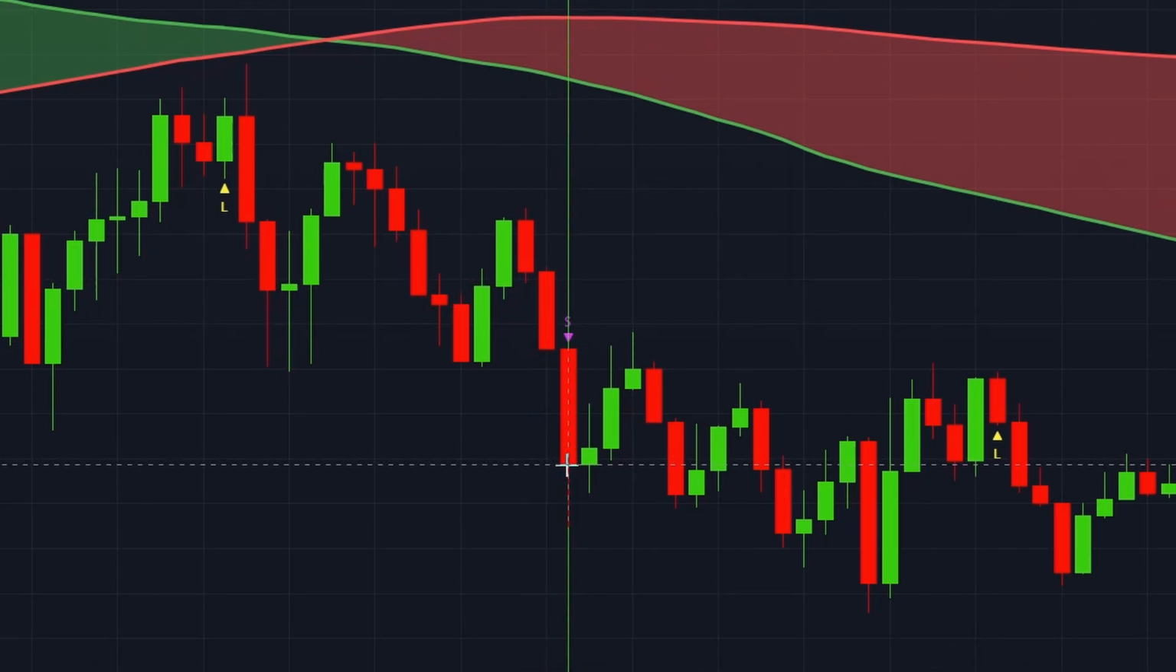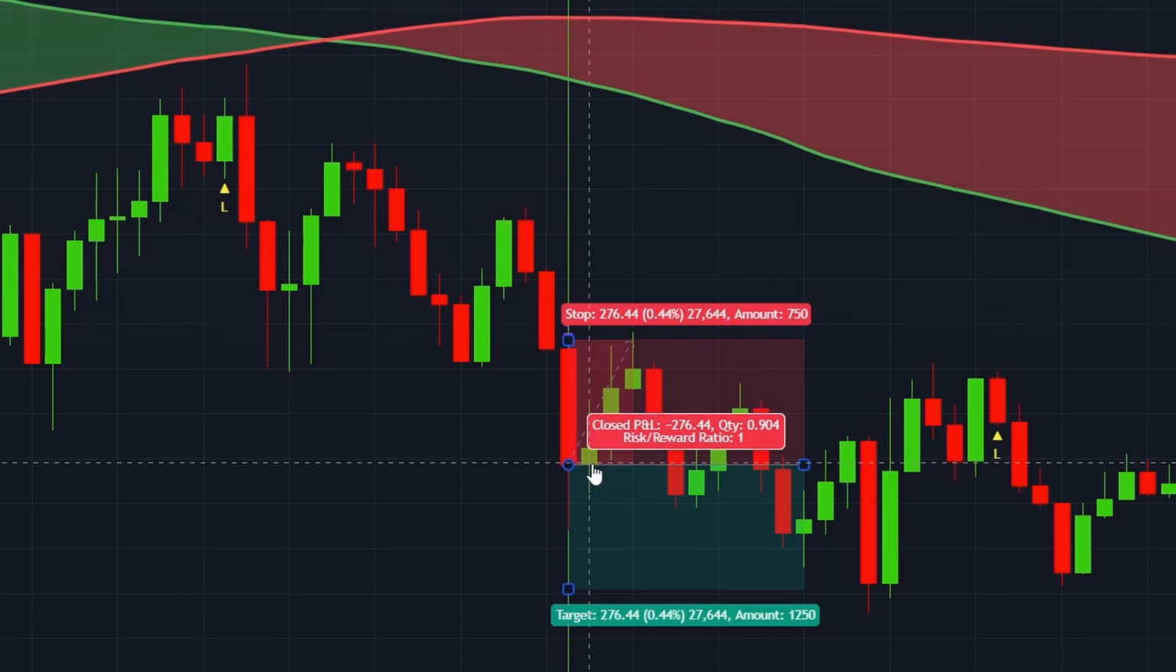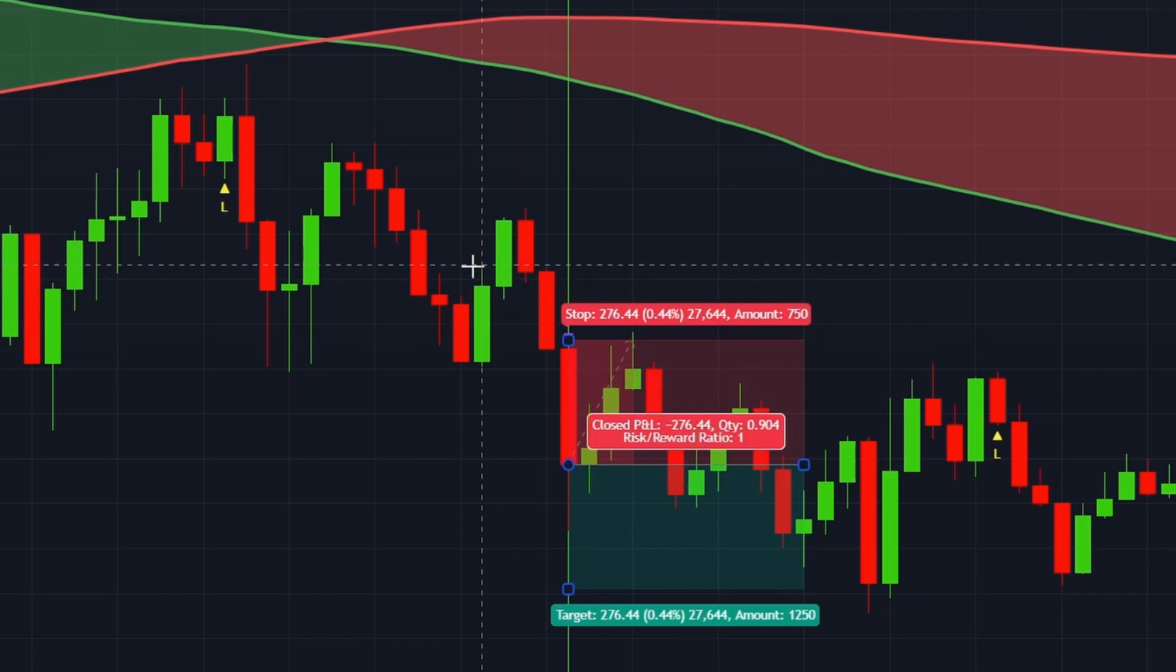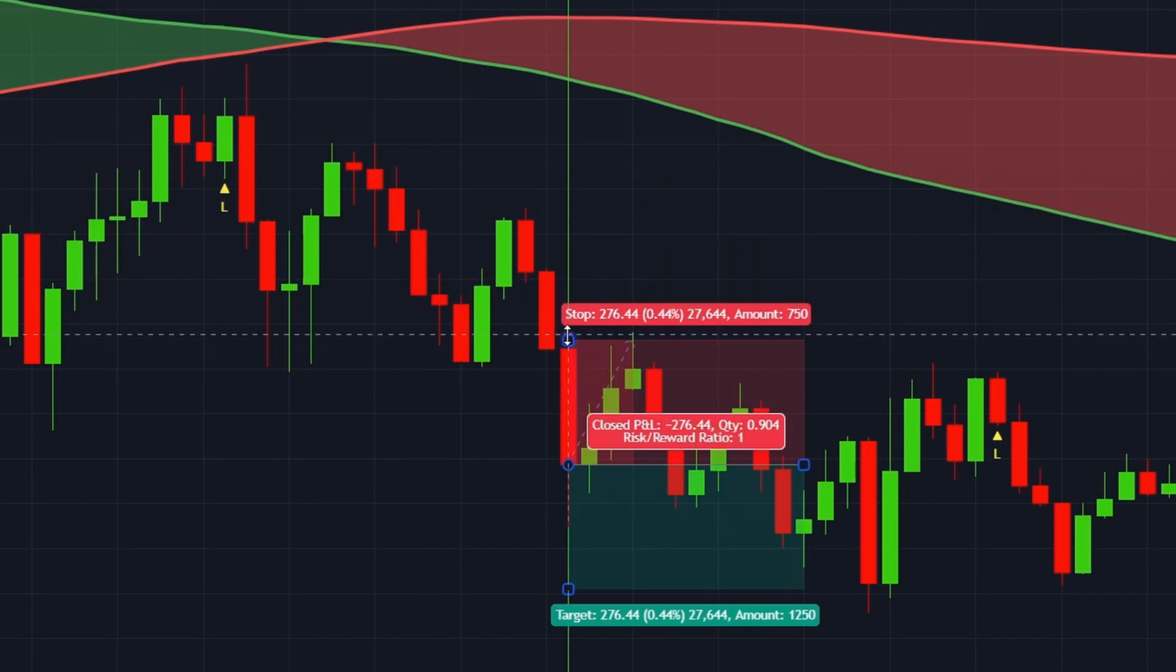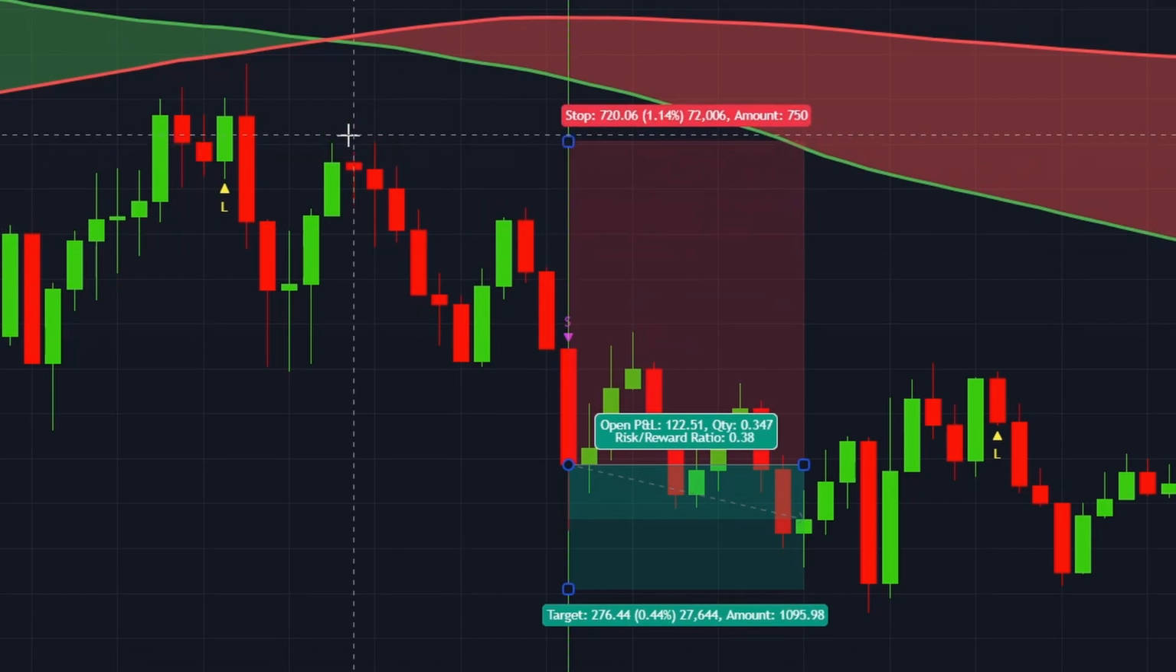All of the conditions are met for a valid short entry. We can enter at the close of the signal candle or at the open of the next candle. The stop loss will be placed at the recent swing high, which in my case will be the highest point of the last 10 candles. So let's start counting. 1, 2, 3, 4, 5, 6, 7, 8, 9 and 10. So the recent swing high will be right there.